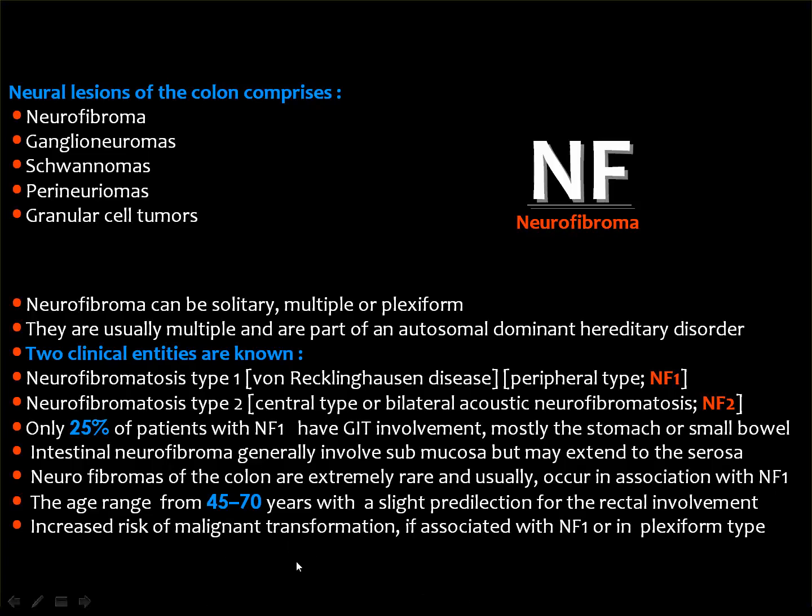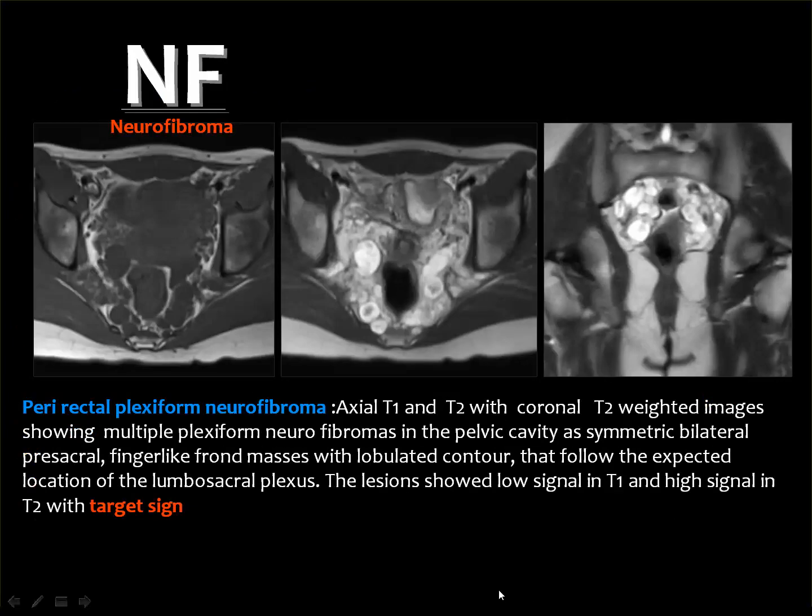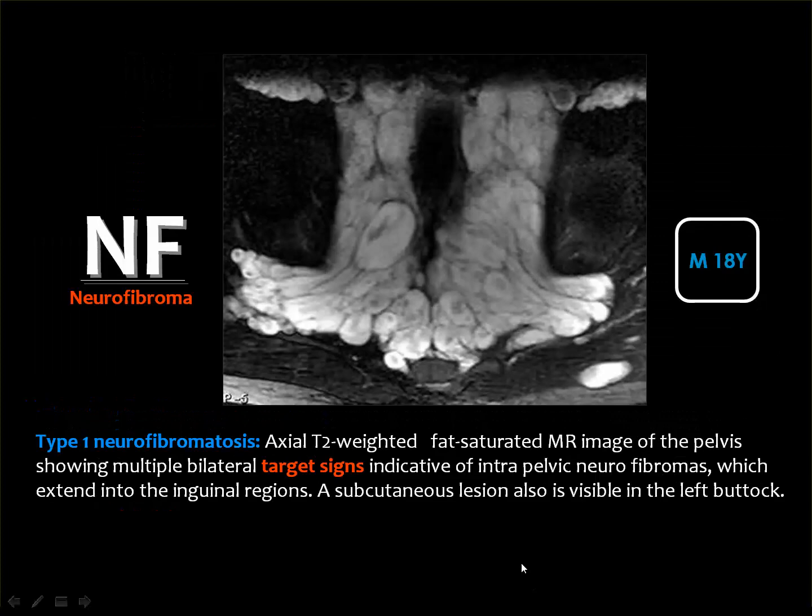And you know that the risk of malignancy is increased in the presence of neurofibromatosis type 1 or in the plexiform type. This is an example of plexiform neurofibroma showing low signal in the T1, high signal in the axial and the coronal T2 weighted images, with the classic appearance of the target sign: a central core of fibrous tissue and a peripheral part of myxomatous tissue.